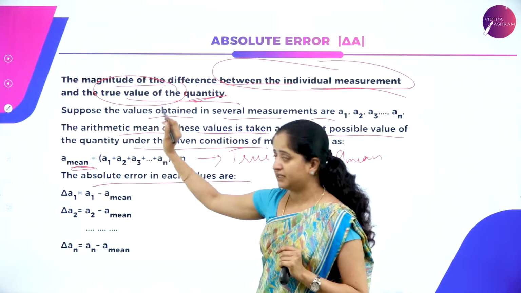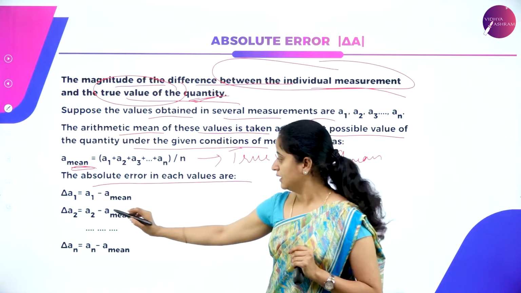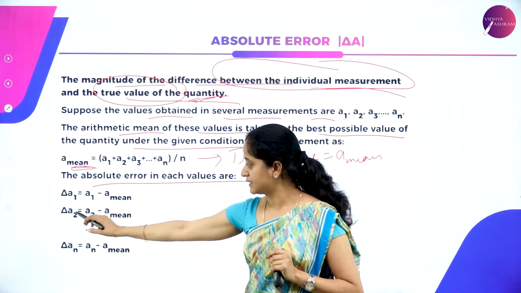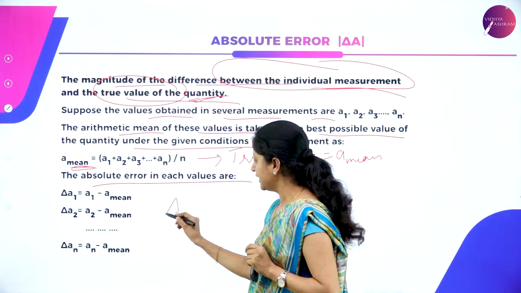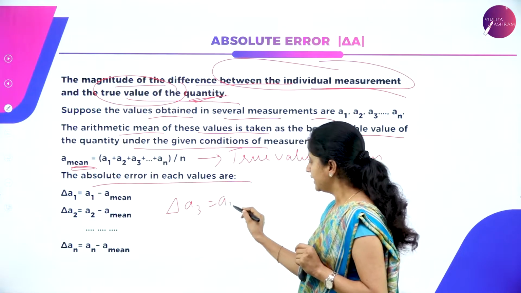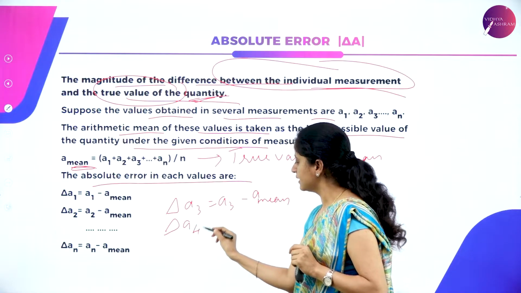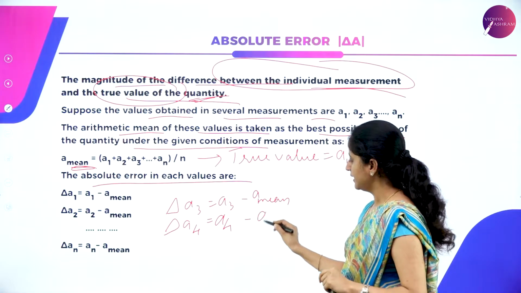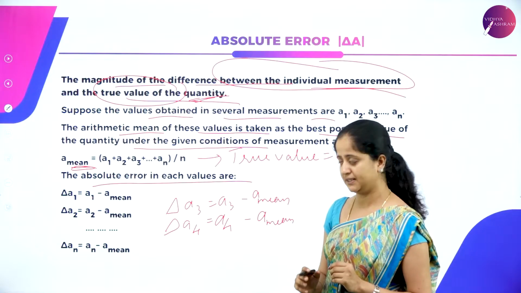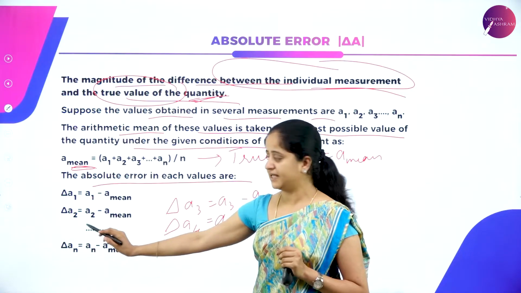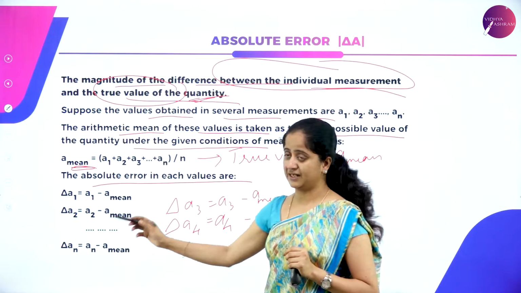So now we have to take the difference between the individual measurement and the true value. The individual measurement, the first one, is A1 minus the true value, that is A mean. Delta A2, that's the absolute error in the second measurement, is equal to A2 minus A mean. Similarly, delta A3 is equal to A3 minus A mean, and delta A4 is equal to A4 minus A mean. Similarly, we can find it for any number of quantities, and hence we can write delta An is equal to An minus A mean, that's for the nth number.